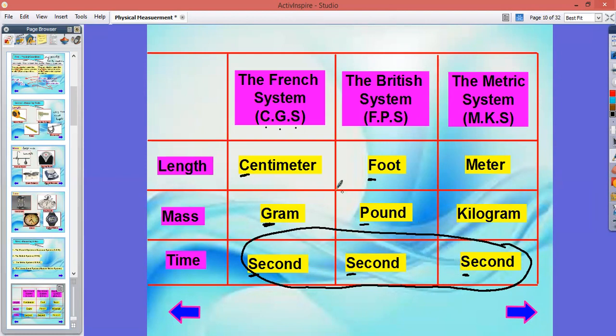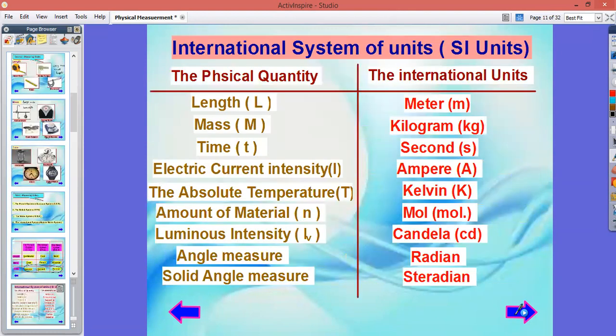So we talked about the French system, British system, and the metric system. I need to talk about the international system. It can measure length, mass, and time. Of course, length is meter, mass is kilogram, time is second. It's similar to which system? Yes, excellent, it's similar to the metric system.